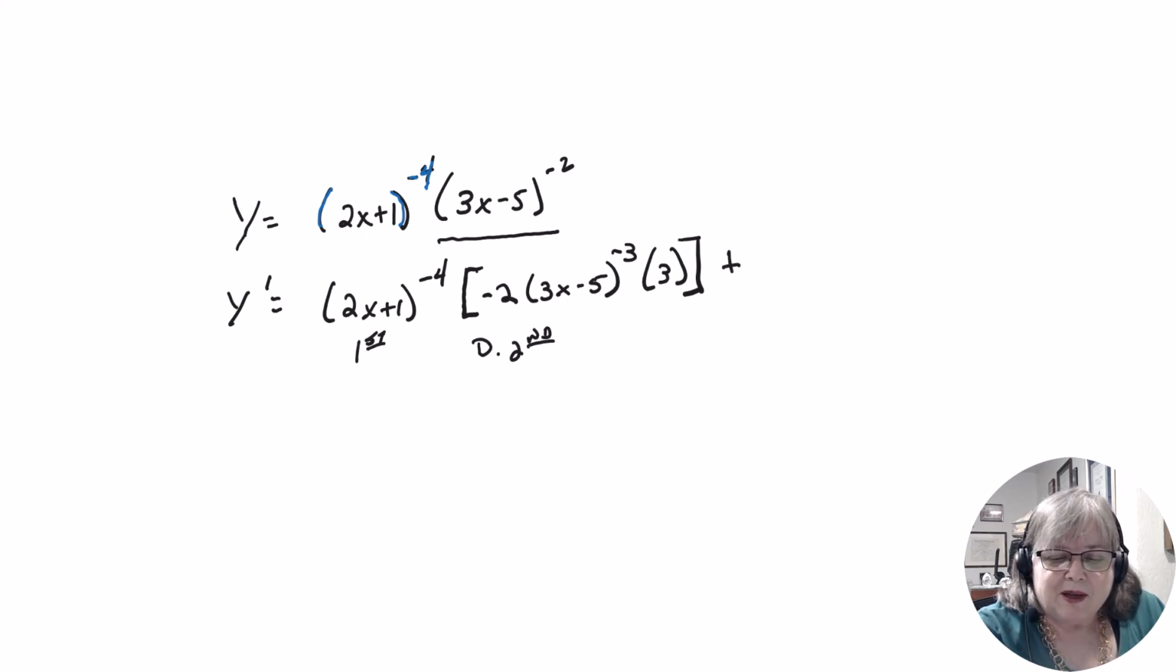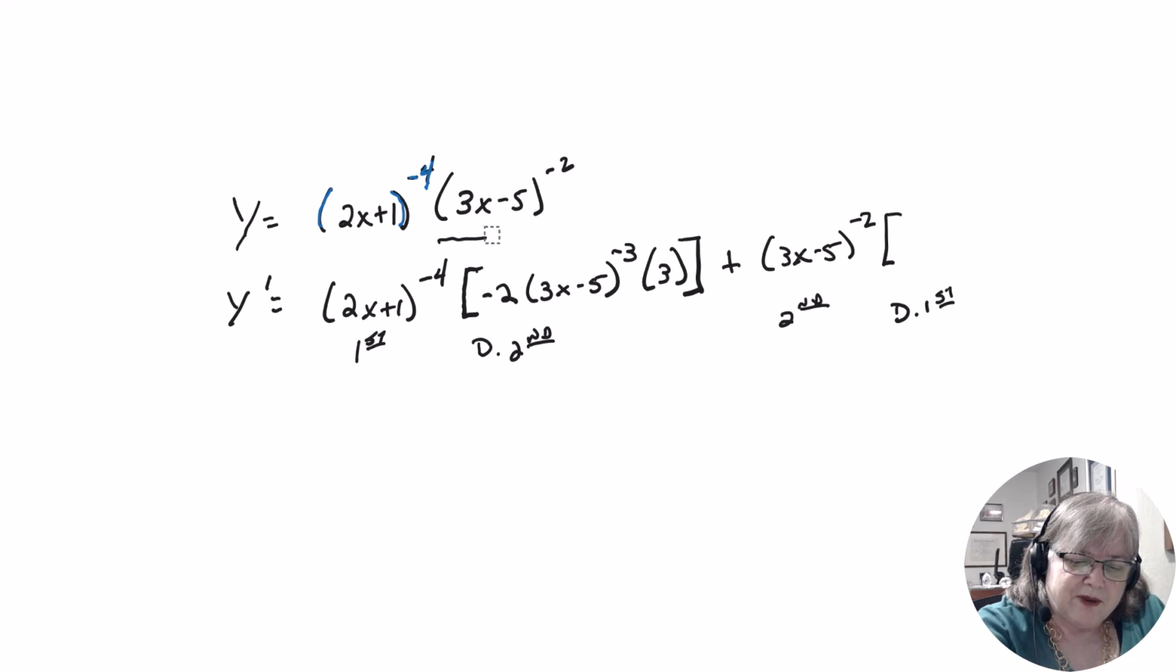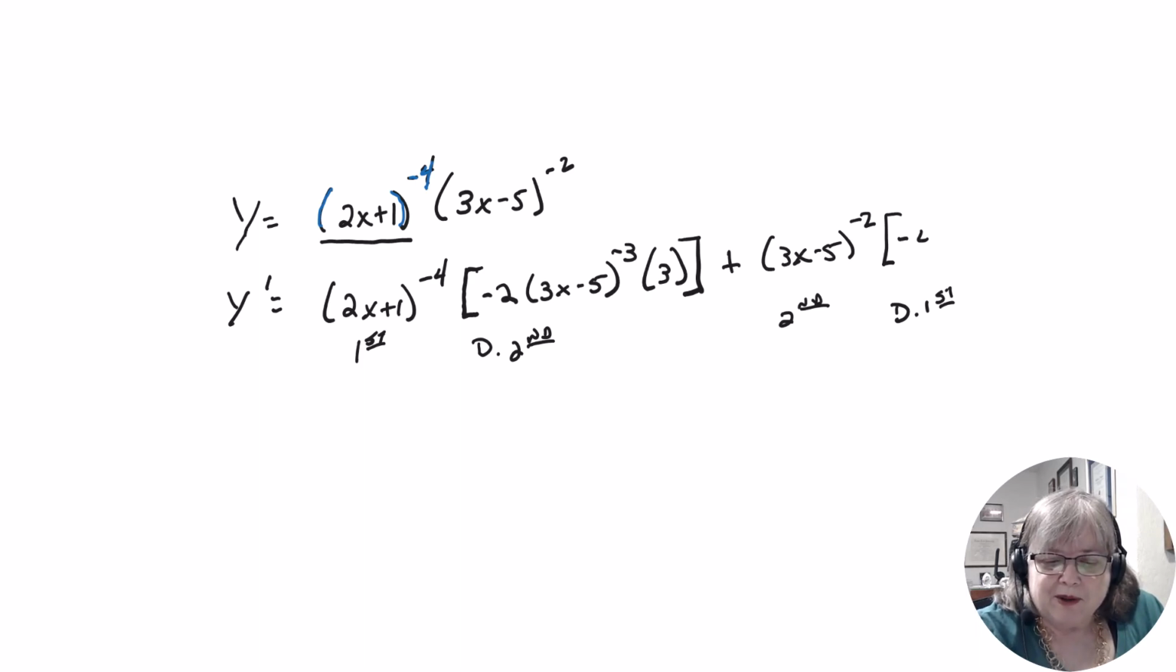Then we need plus the second, and that would be 3x minus 5 to the negative 2 times the derivative of the first. So this first factor is this part right here. Its outside is the power rule. So we bring the power down, leave the inside alone, take one off the power, loop back in, and take the derivative of the inside. You doing okay? Okay.